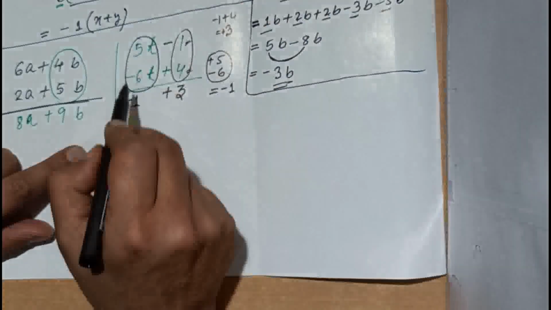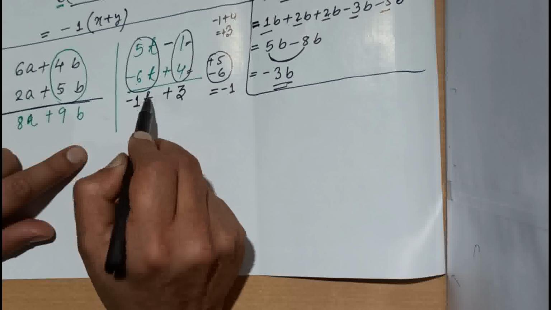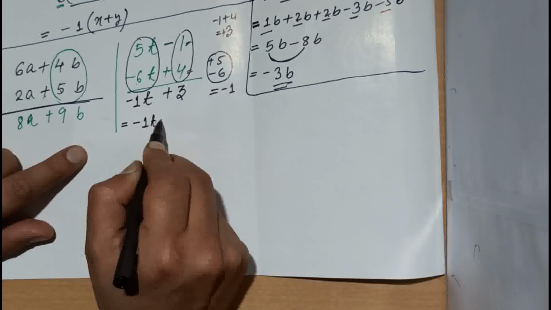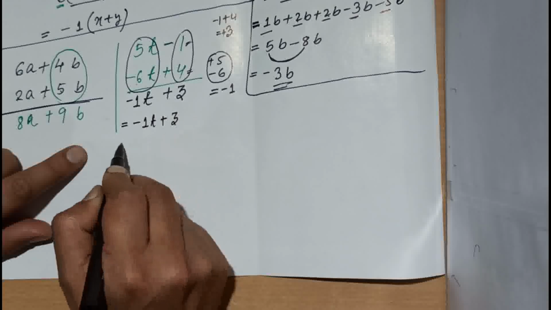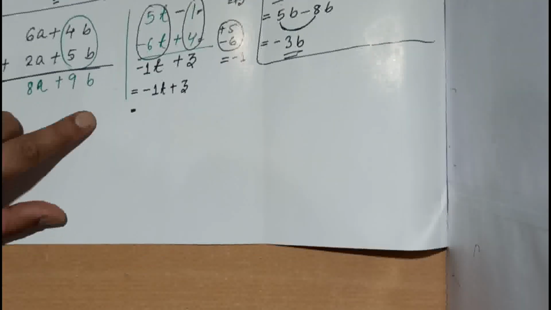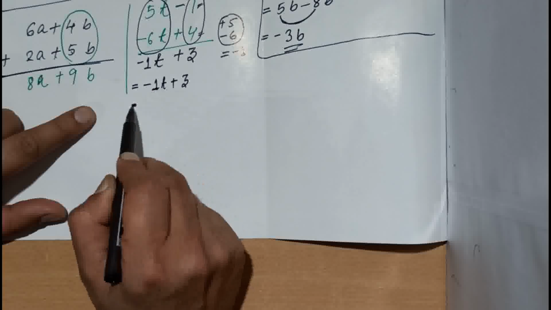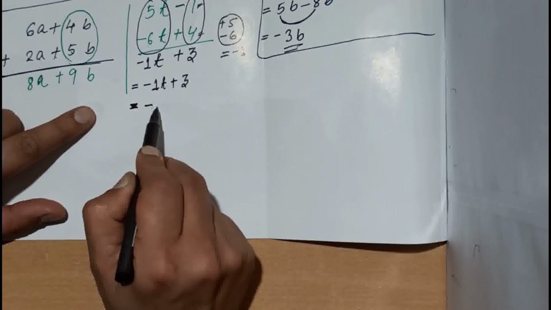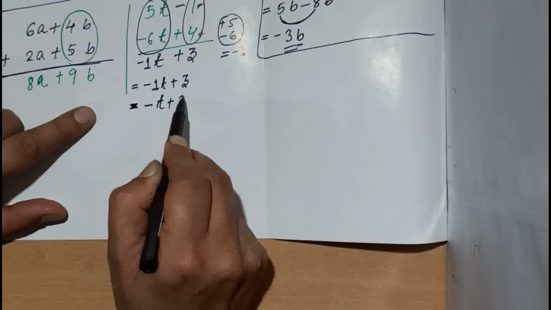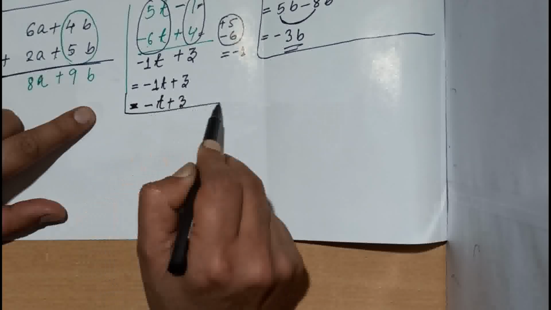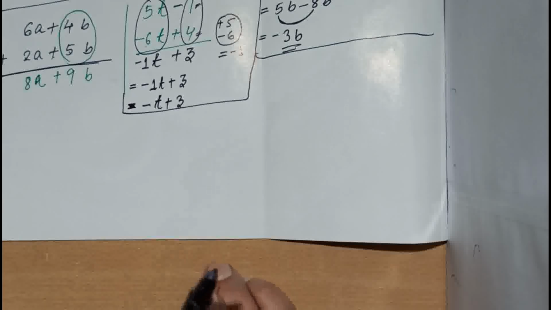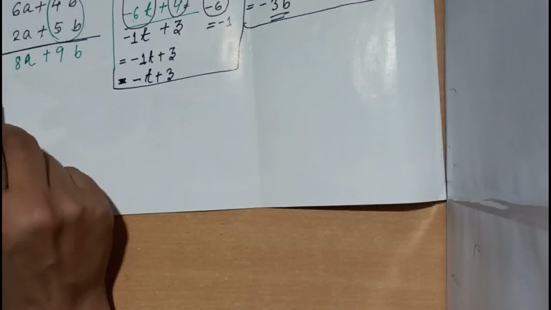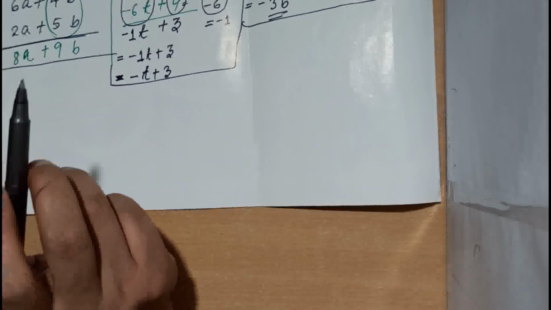After that we need to write this t again, so my answer is minus 1t plus 3. But whenever the numerical coefficient is 1, then no need to write the 1, you can just simply write minus t plus 3, which is the final answer of the question. Now let me take one more example to make you clear the thing.